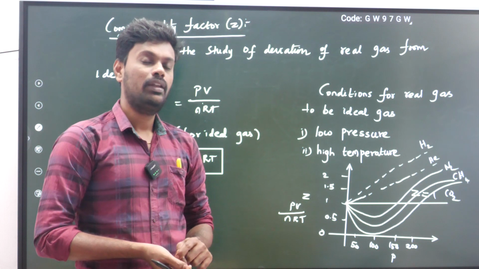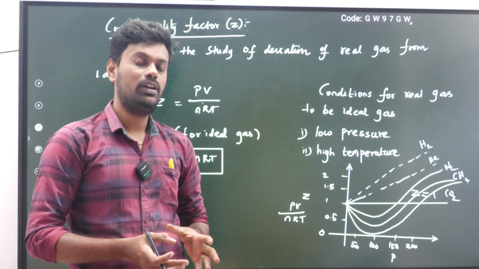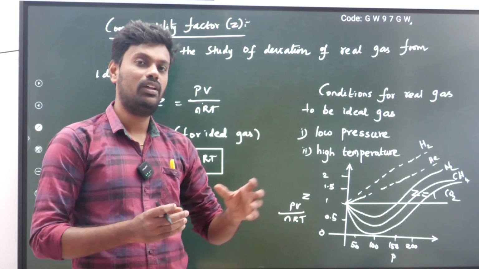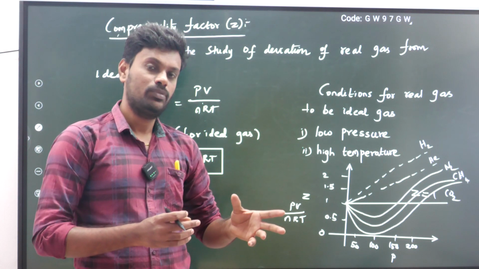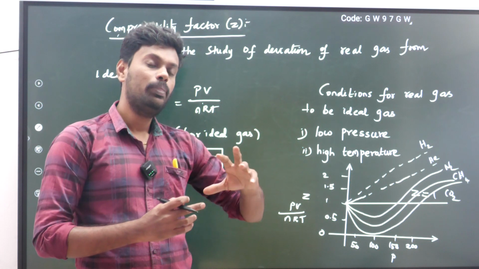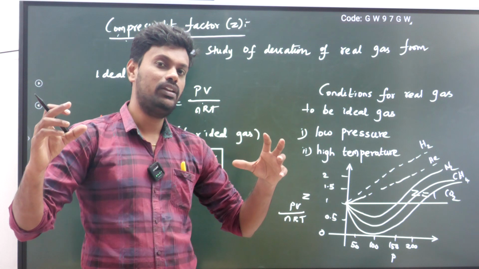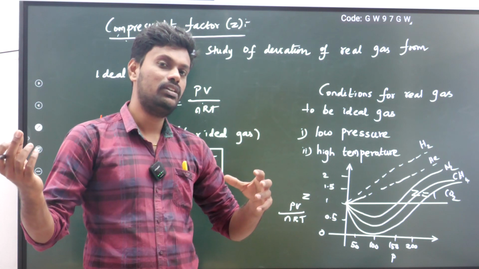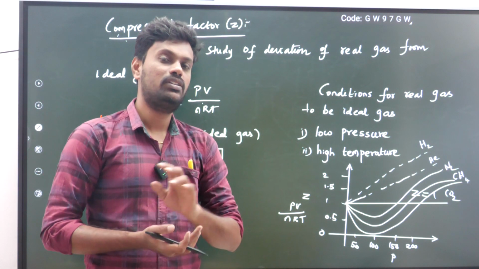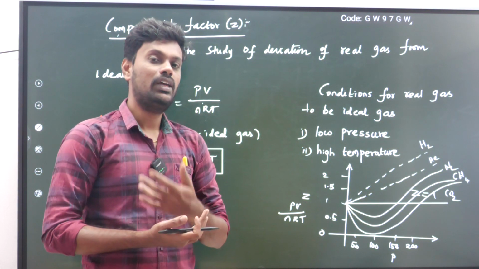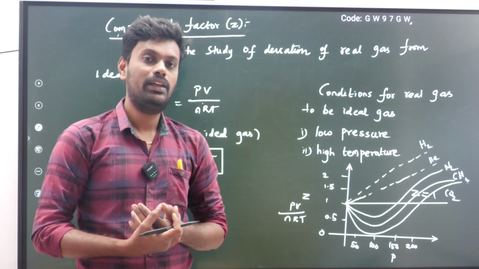So what will happen at high temperature? If I heat the gas, the molecules will move further away. They will get more kinetic energy, so the molecules will move to some other distance, and the distance will increase further. If the distance is increasing, the force of interaction will be less, so in that situation also the real gas will behave as an ideal gas.